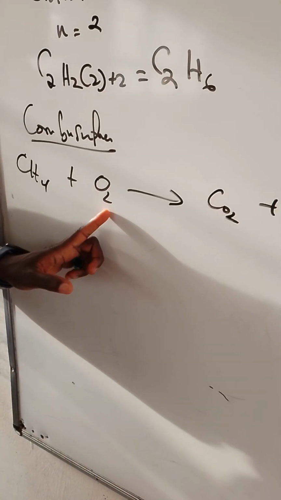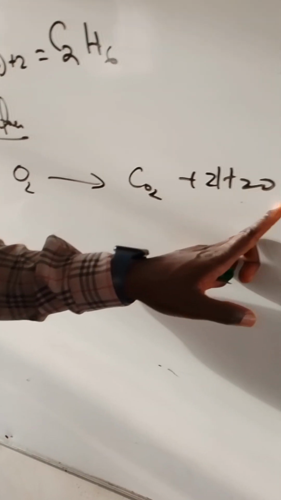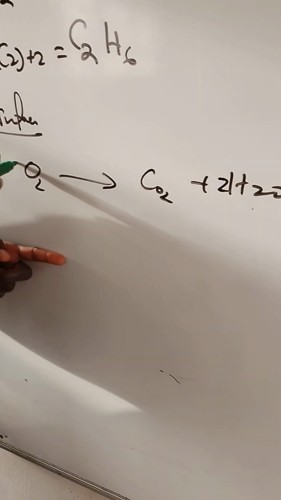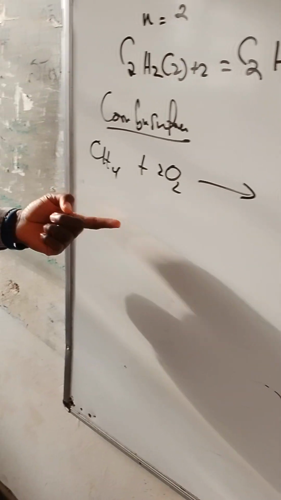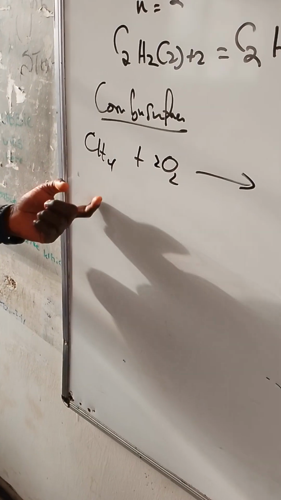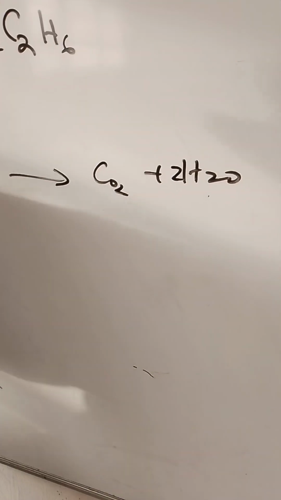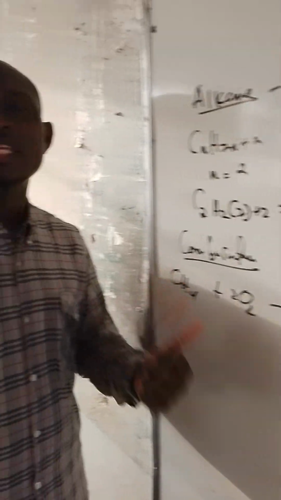The oxygen here is how many? It is 2, and the oxygen here is 2. We have 2 here, so oxygen here is 4, and here is 2. To balance it, you put 2 here. That's how to balance the chemical equation. This is what we refer to as combustion. It's a phenomenon where any organic compound burns in the presence of air to form carbon dioxide and water. And this is one of the chemical properties of most alkanes, alkenes, and alkynes.